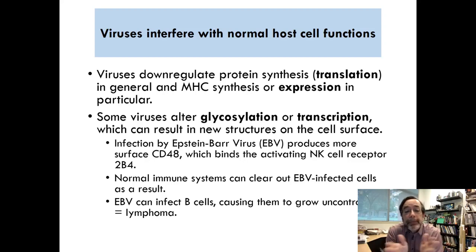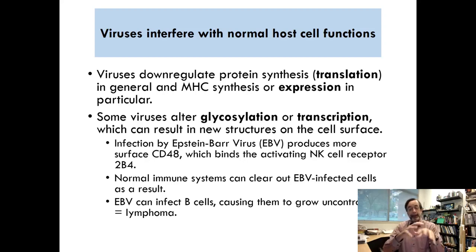Other things you see in viruses, they have genes that will alter glycosylation or transcription. So the first thing was translation. The second thing is they can alter transcription as well. And if they alter glycosylation in particular, and sometimes if they alter transcription, you'll get new structures on the cell's surface. And there, in fact, are systems in the cell that sometimes will put a new structure on the surface that can then be detected.